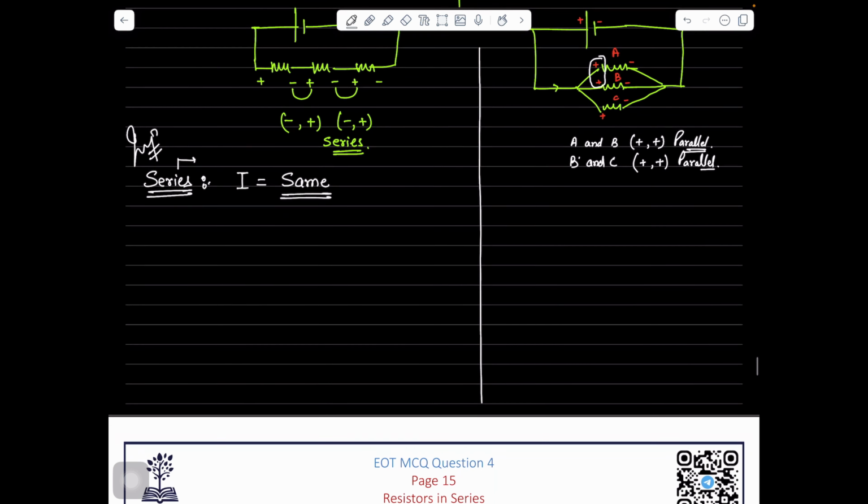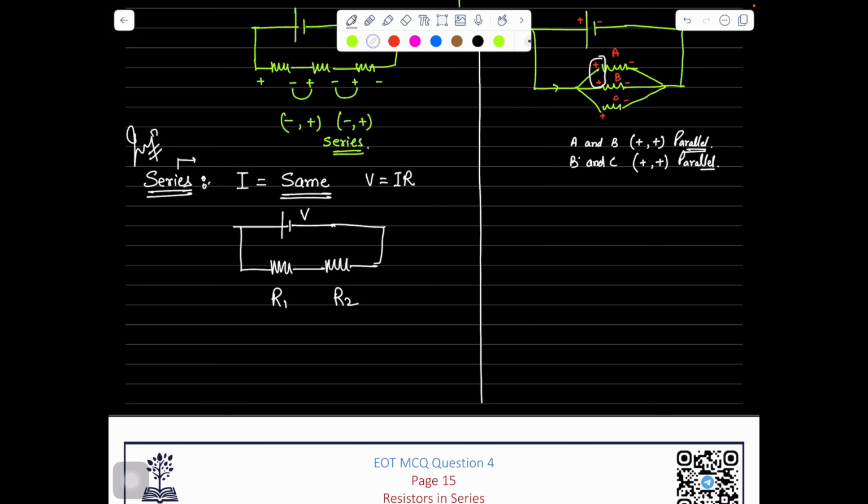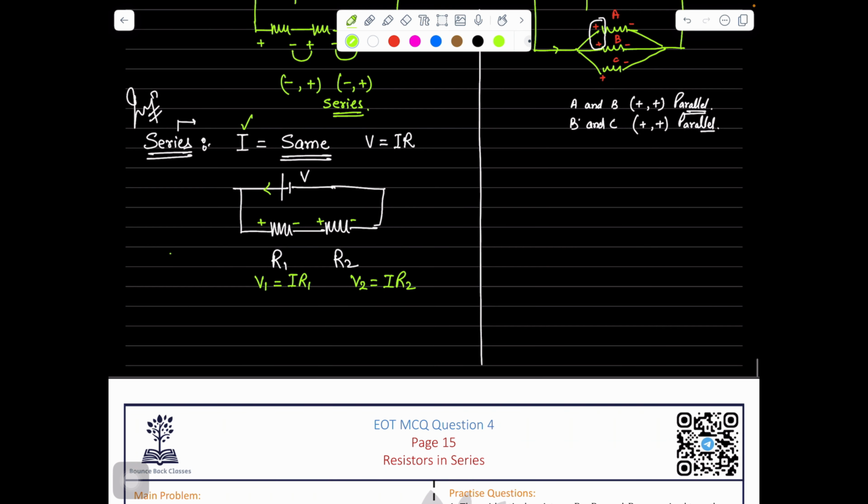Let's say we have a total potential. Or I'll make it easy for you. V is equals to IR. Take the circuit, plus minus, and take two resistors, 1, 2, and connect them. This is your R1, this is your R2 and this is your V. Okay, let's say the current starts moving. So here your positive, negative, positive, negative. Fine. So here V1 is equals to IR1. I told you current remains the same. For R2, V2 is equals to IR2. Clear?